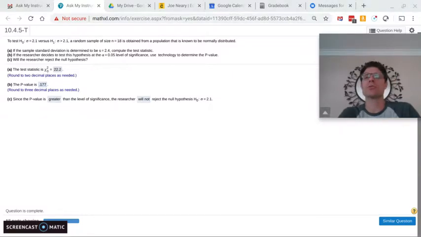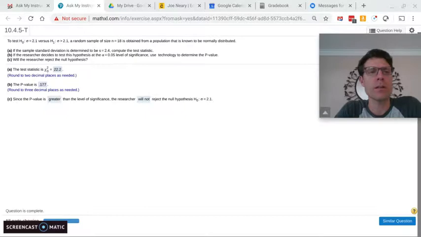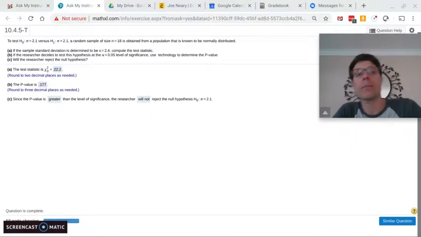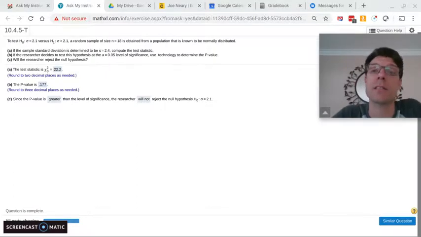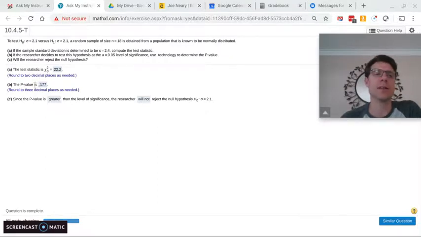Hey, this is question number two on 10.4 homework, and we're given the null hypothesis that the standard deviation is 2.1 and alternate hypothesis that it's actually greater than 2.1. We have a sample size of 18, and the sample standard deviation is 2.4. So we're supposed to compute the test statistic, the p-value, excuse me, and determine whether or not to reject the null hypothesis.